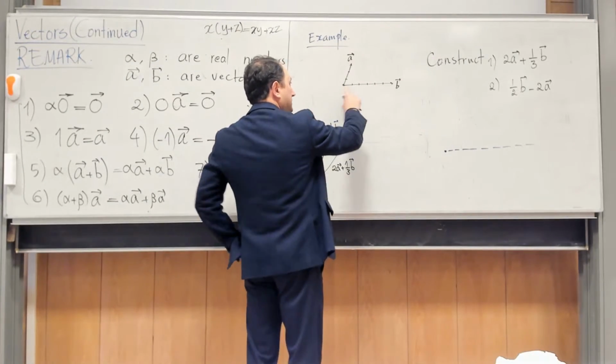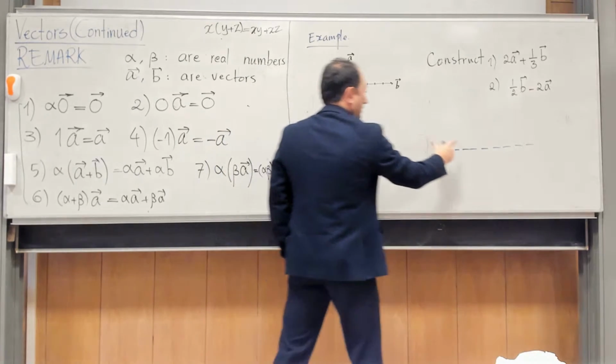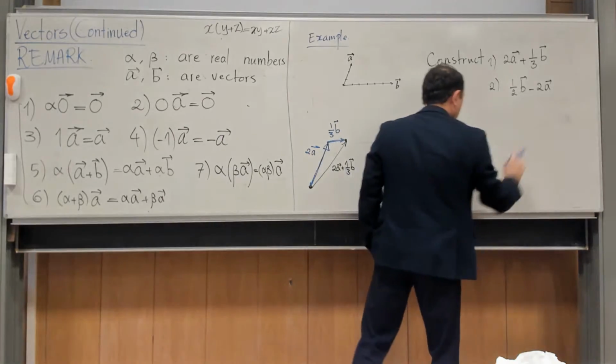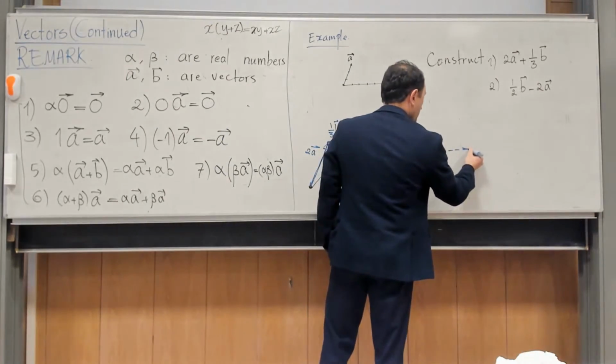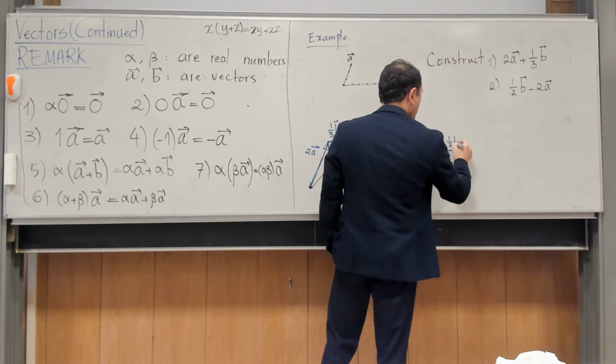What would be the length? This is 3. This is 6, so it would be 3. So I will take this one and put it here, and I will clean the rest. I don't need it. Because 1 over 2 is positive, this direction should match with the direction of b itself. So this is 1 over 2b.